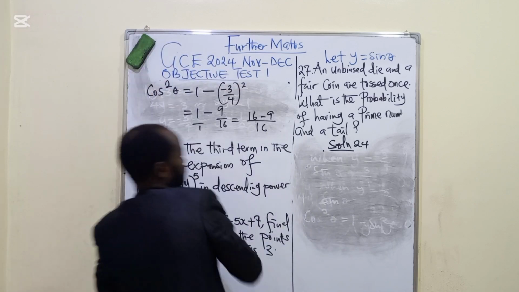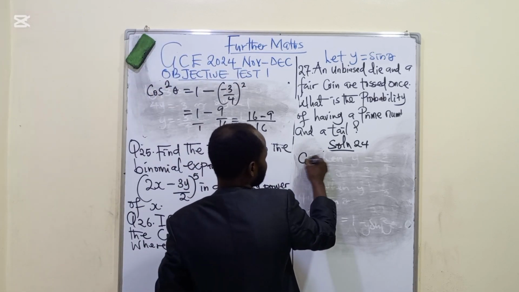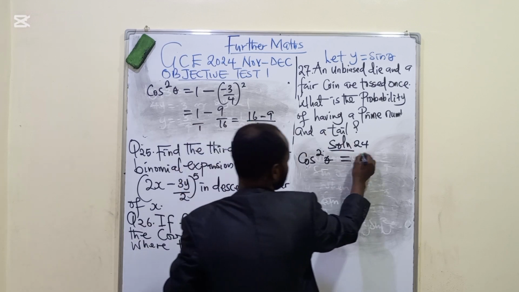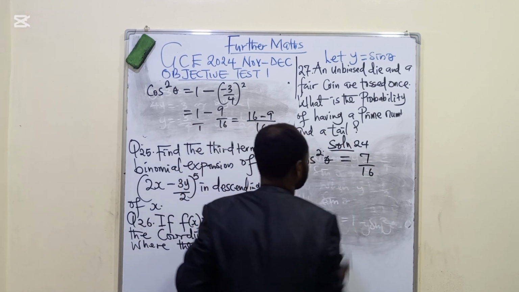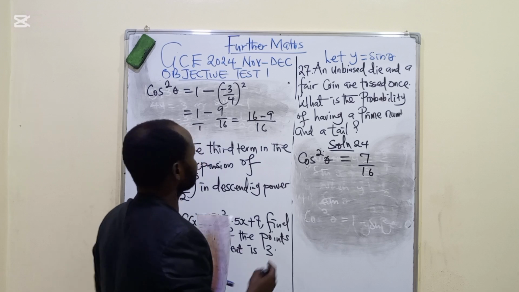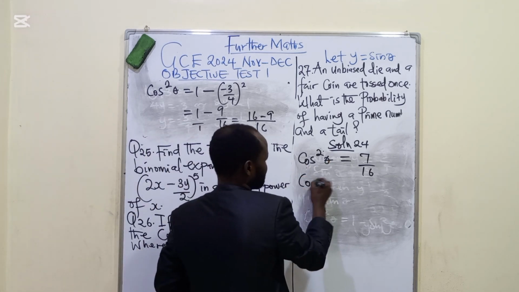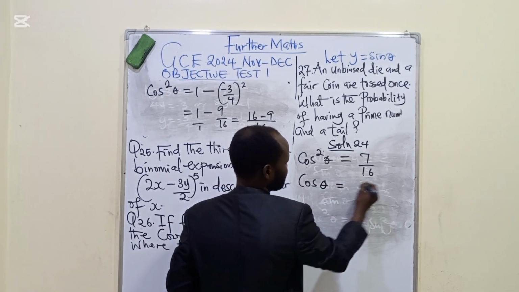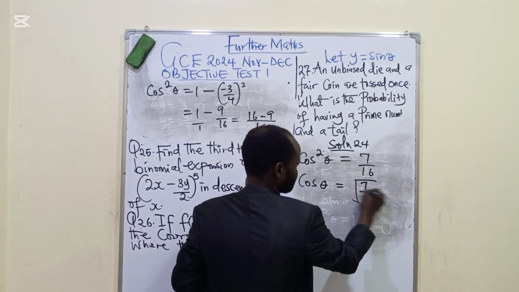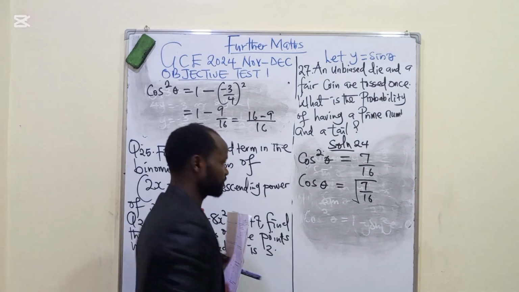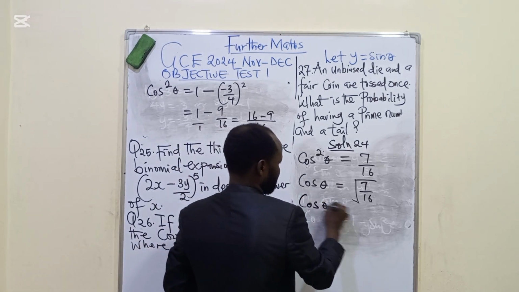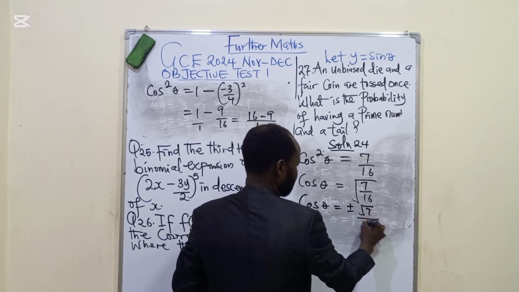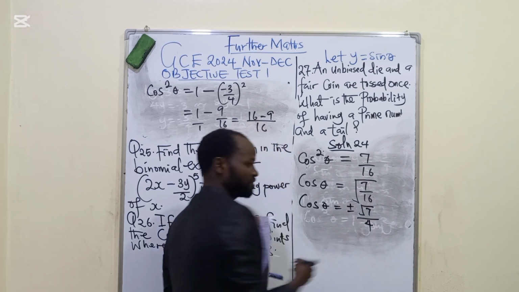We'll have cos square theta. Cos square theta now will be equals to 16 minus 9 is 7 divided by 16. Very important. To find cos theta now, to remove this square, we take the square root of both sides. Cos theta now will be the square root of 7 divided by 16. Cos theta now will be plus or minus root 7 divided by 4. Square root of 16 is 4.